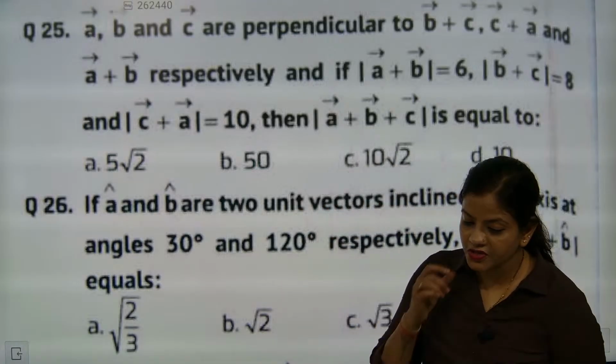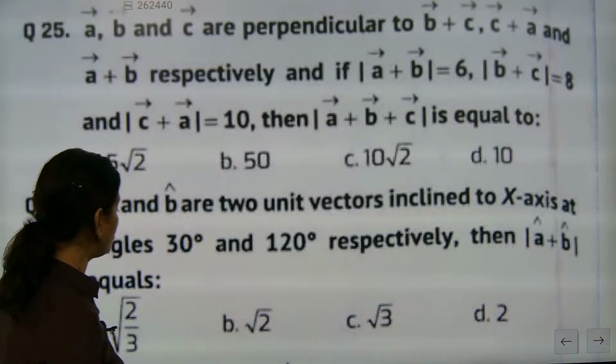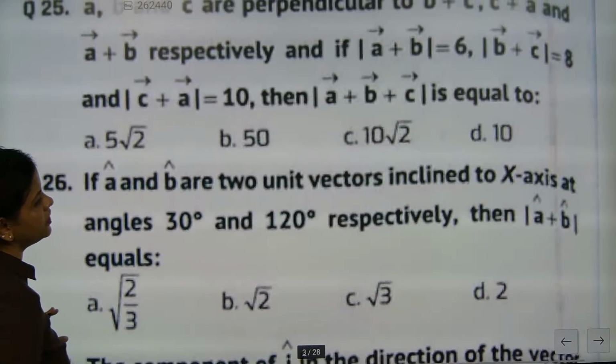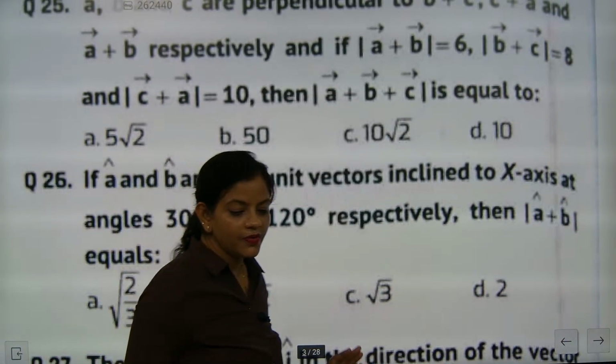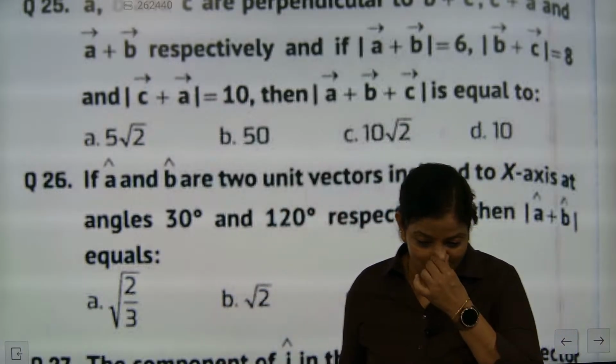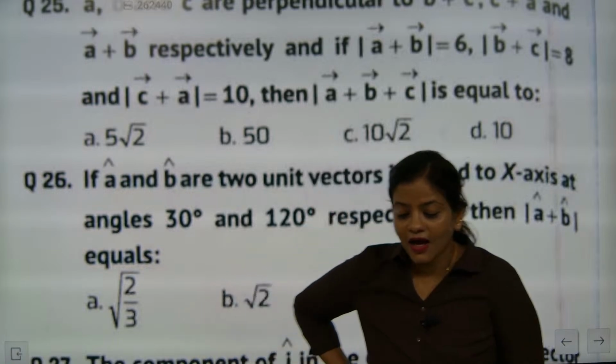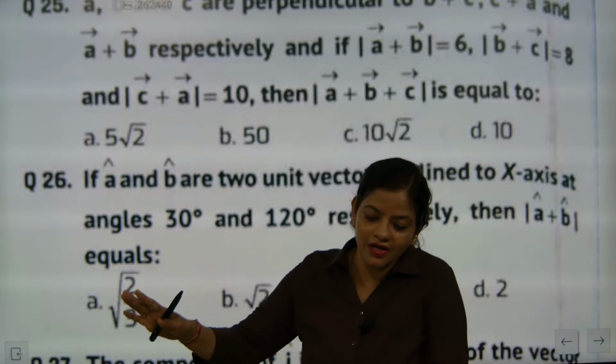Oh, that is for the previous question. Okay, this question you try. See, this is the most important question. Question number 26 is a very important question. First, question number 26 I am solving, because if this question comes in the examination, you are the king, because this is the easiest question and it will be solved in no time.